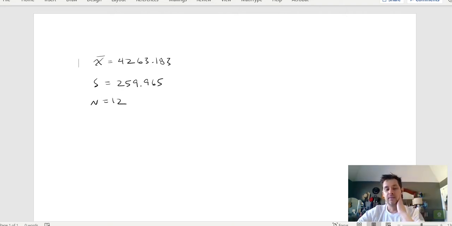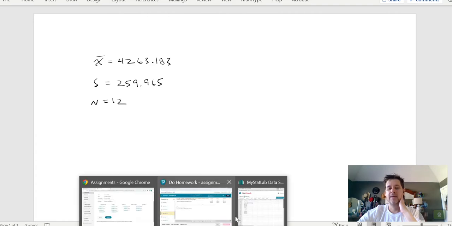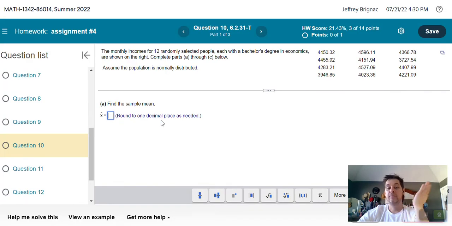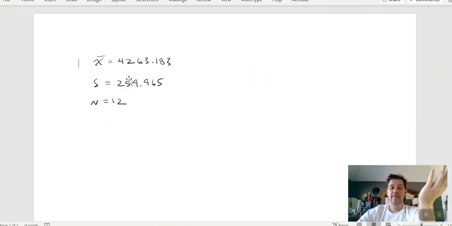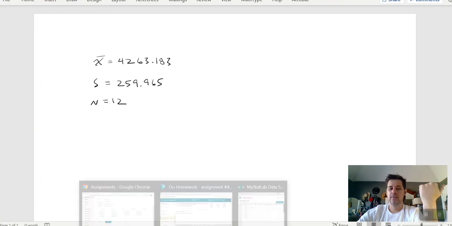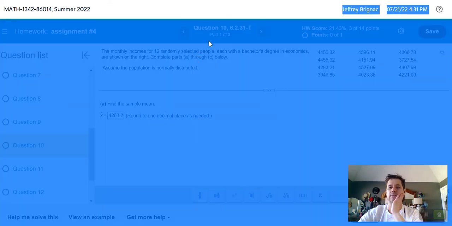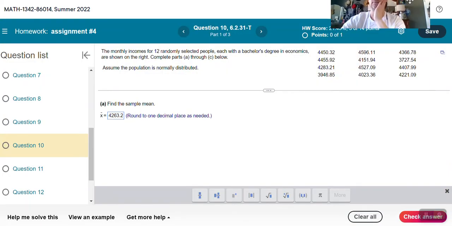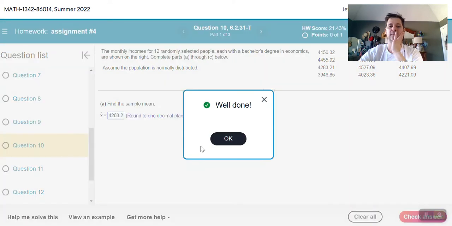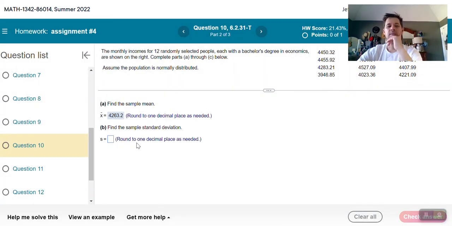Now, it says in this question in my math lab to round to 1 decimal place. So if I got 4263.18, then rounding to 1 decimal place, that'd be 4263.2. So let's do that. 4263.2. Okay, let's check our answer. Got that right.